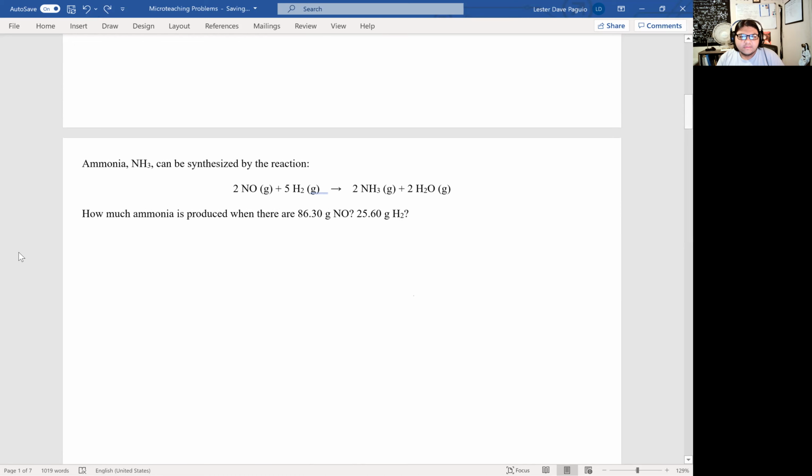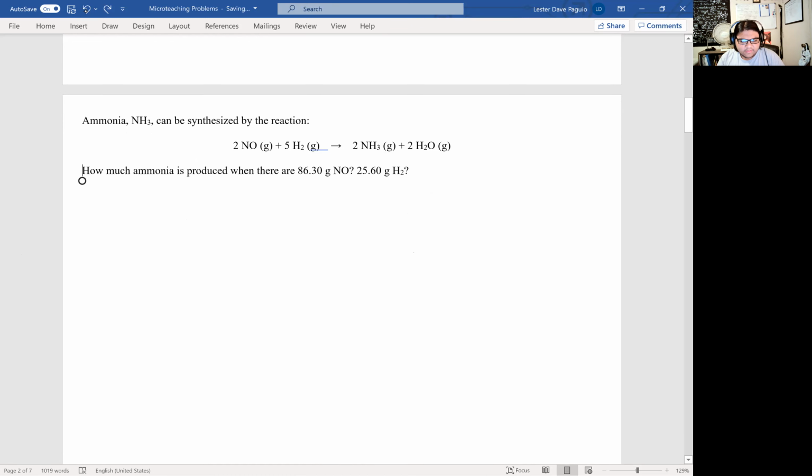So we can try doing this with a specific example. Ammonia, NH3, can be synthesized by the reaction 2NO plus 5H2 equals 2NH3 plus 2H2O. How much ammonia is produced when there are 86.30 grams of nitrogen monoxide? And then we also need to find how much ammonia is produced when there are 25.60 grams of hydrogen gas.